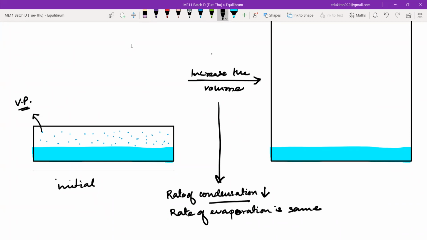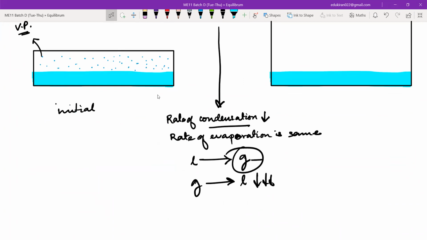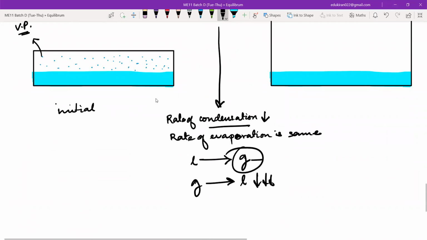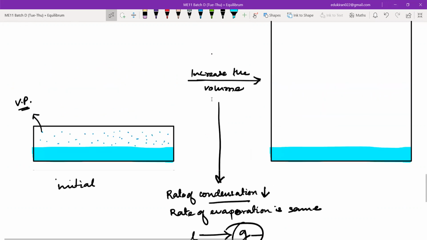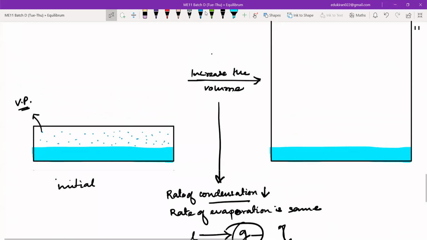That means we had these two conversions, liquid to gas, and gas to liquid. This decreased, and this is the same. That means we will be forming more and more gas. Yes or no? If the condensation decreased, for example, I started with 100 liquid converting to gas and 100 gas converting to liquid. Now only 50 gaseous molecules are converting to liquid. So obviously we will see an increase in the concentration of water vapor. Correct? Any doubt till here?